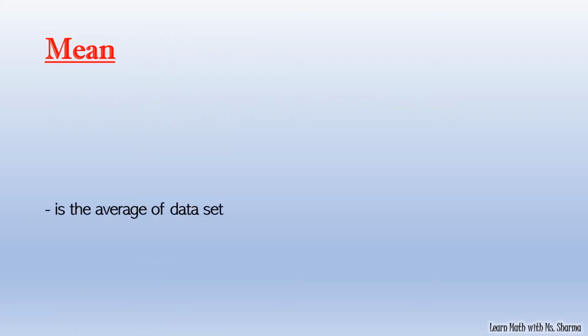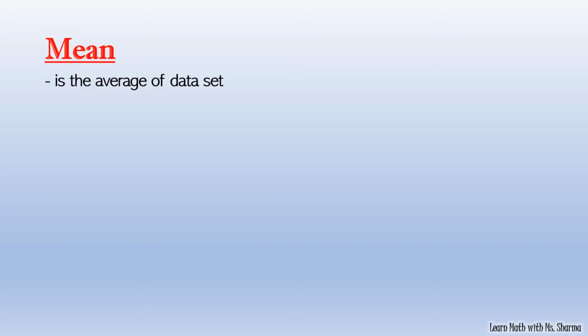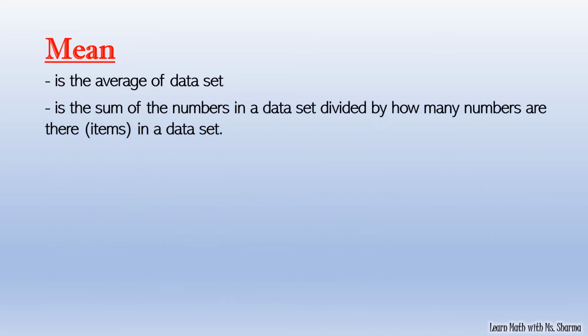Mean is the average of a data set. What does it mean? The mean is the sum of the numbers in the data set divided by how many numbers are there, or how many items are there in the data set.